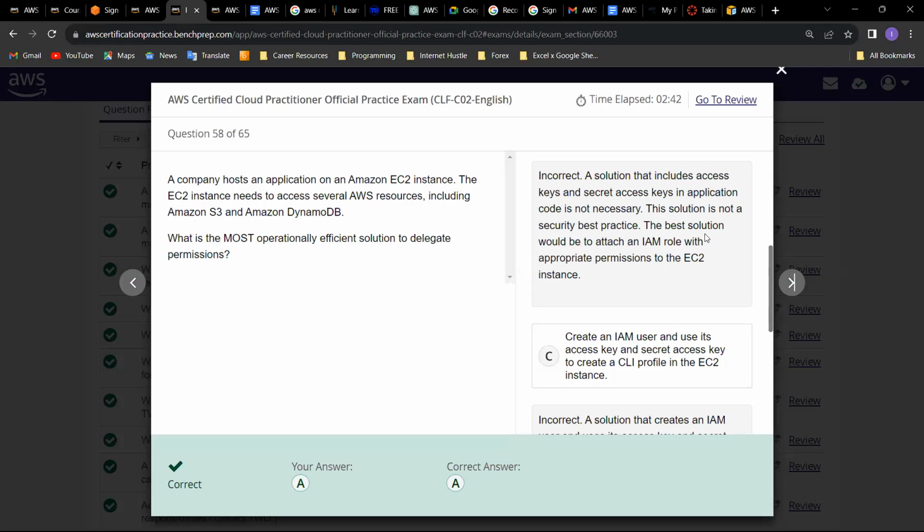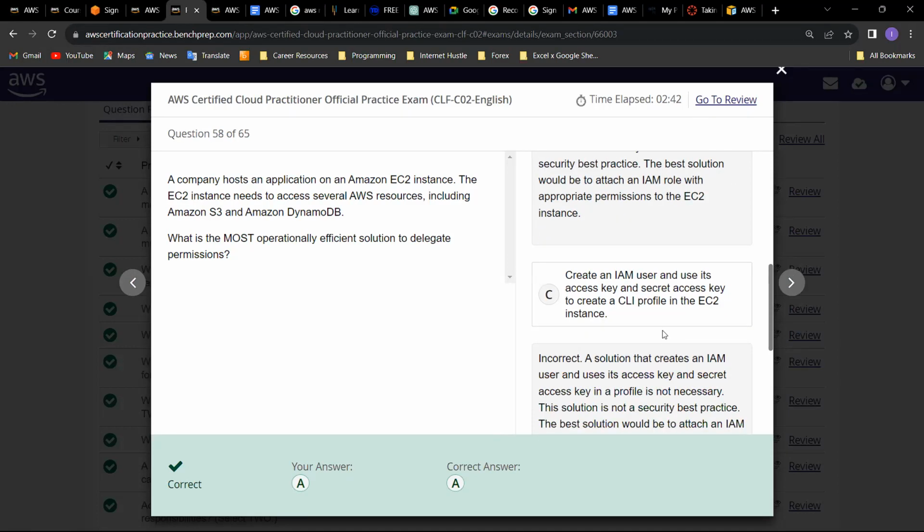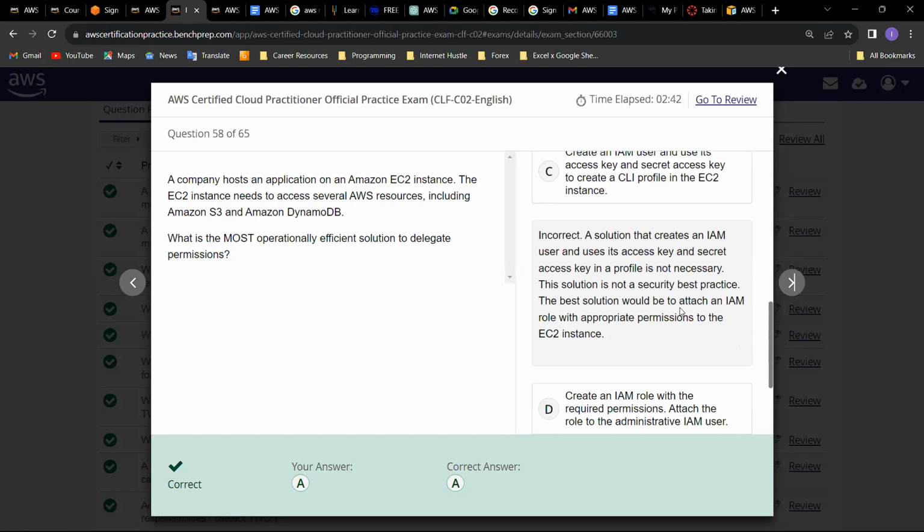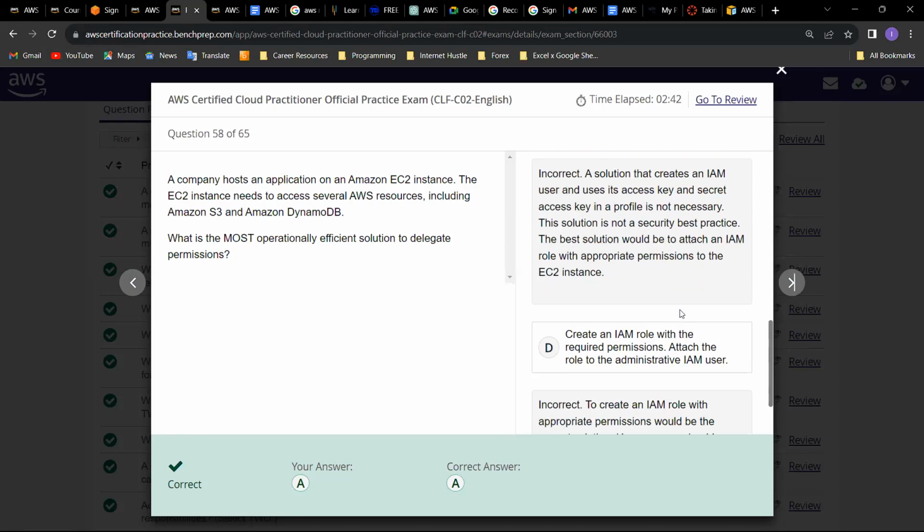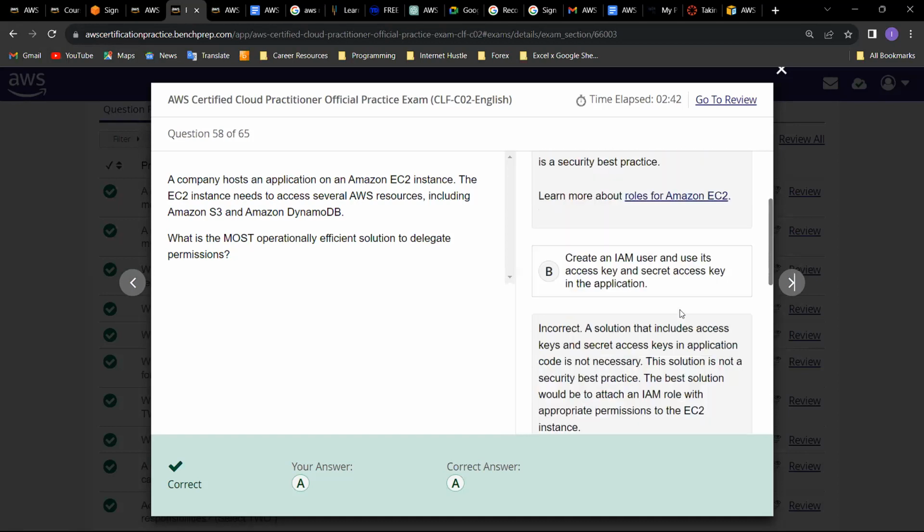the C rather than the A. Okay, create the user and use its access key and secret access key to create a CLI profile in the EC2. But here, it's still just you using programmatic access to create a user, right? With the C, it says create an IAM user and use its access and secret key to create a CLI profile in the EC2. I chose some other one, but I don't see D. So I think I chose B rather. D. Yeah.